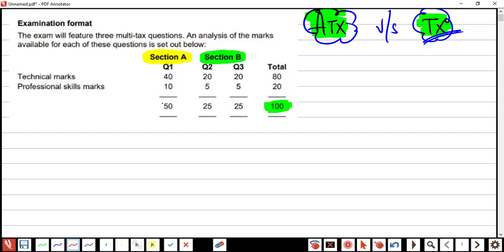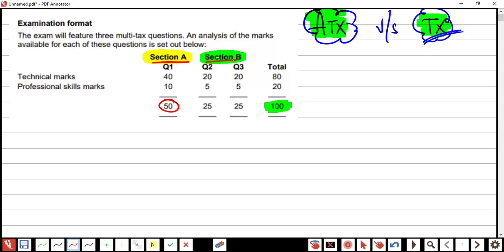Part A is what? Part A is a long scenario, which will be based on different topics: income tax, corporation tax, CGT, IHT, VAT, this, that. A mix of a number of topics is going to be in Section A, where you will have 50 marks to score. The total marks available in question number one are going to be 50 marks, okay?